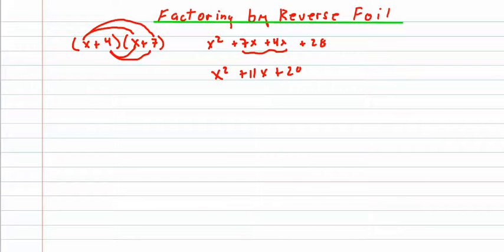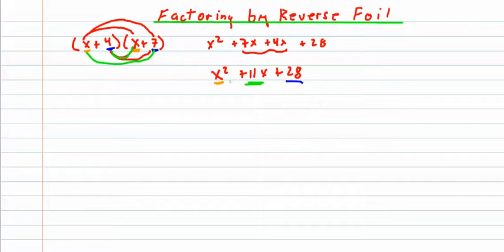plus 28. Now, where did this x squared come from? It came from the x and the x. Where did the 28 come from? It came from the 4 times the 7. And lastly, the 11x came from the 4x and the 7x.